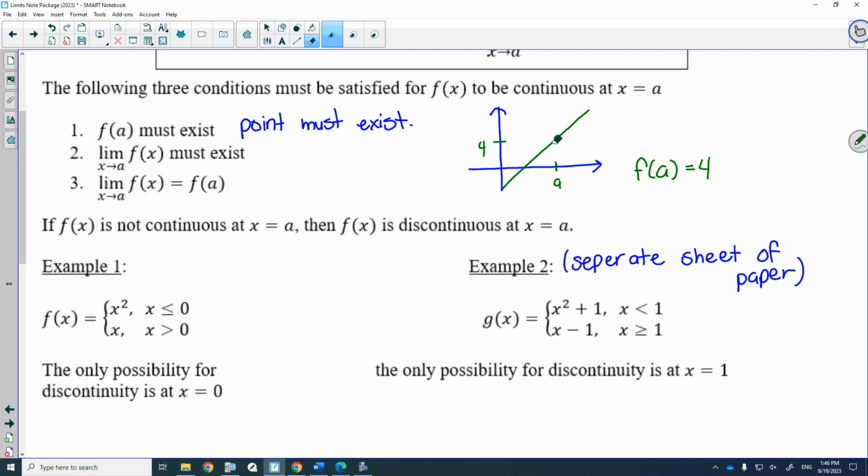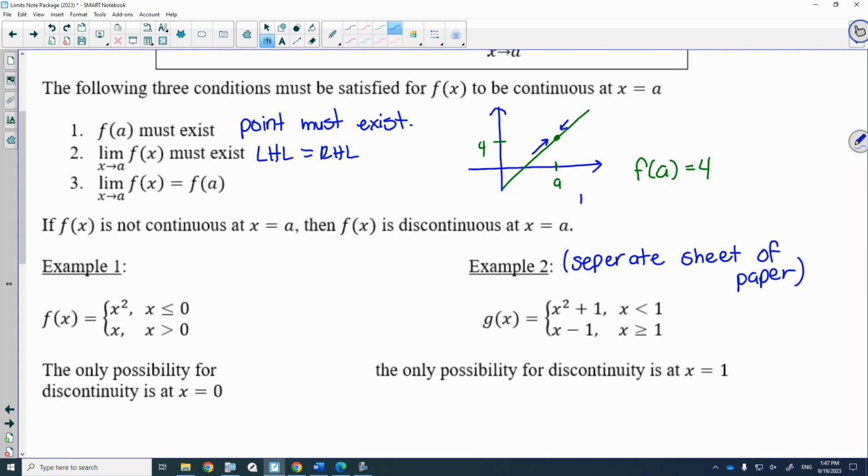Versus, here's an example where the point wouldn't exist. If I put a hole here, f of a does not exist. So the point has to exist. The second thing is the limit must exist. The left-hand limit must equal the right-hand limit. So in this case, the limit exists, right? The left-hand limit is equal to the right-hand limit.